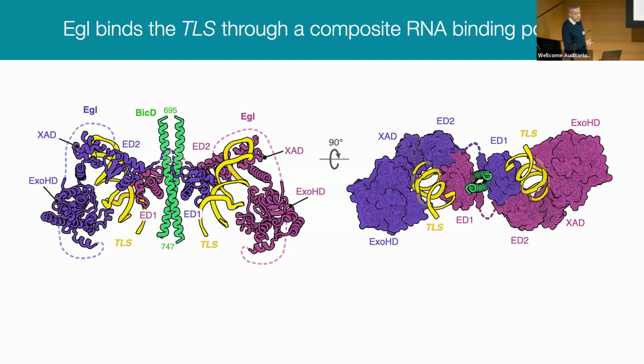What this structure showed us is that two copies of egalitarian recruit two copies of the localization signal to the BicD molecule. One of the most remarkable things about this structure was that each of these localization signals is contacted by the two different egalitarian polypeptides within the complex. We have some really nice single molecule data that I don't have time to show you, which shows that in this mechanism, the localization signal stabilizes this egalitarian dimer, and that's really the key step in allowing dynein to start walking along the microtubule when it's bound to a cargo.